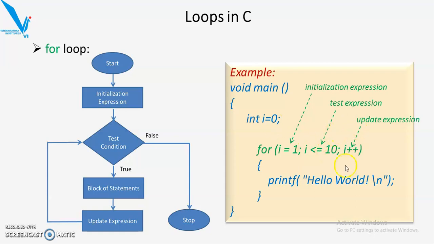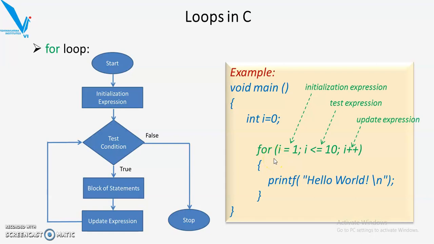If the condition is false, then we will exit the loop. Now what is the update expression here? After executing the body, this expression is incremented or decremented. Let's try by understanding this for loop.